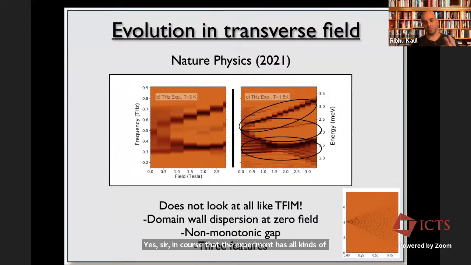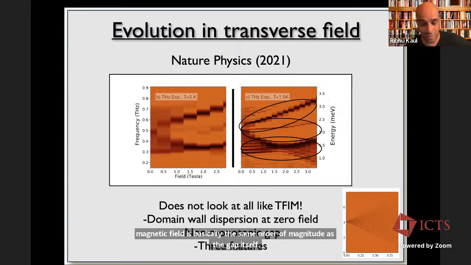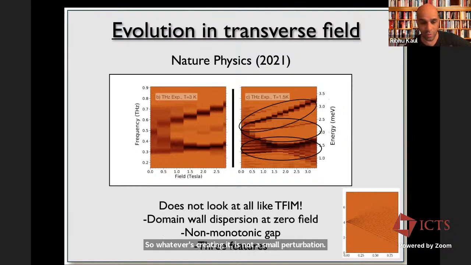First of all, it has huge dispersion even without a magnetic field. In fact, the dispersion that it has without a magnetic field is basically the same order of magnitude as the gap itself. So whatever's creating it is not a small perturbation. It's intrinsic to the physics of the cobalt niobate.